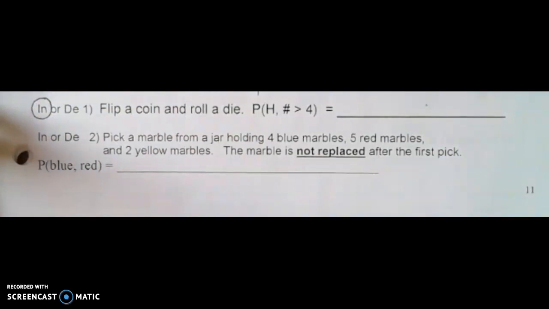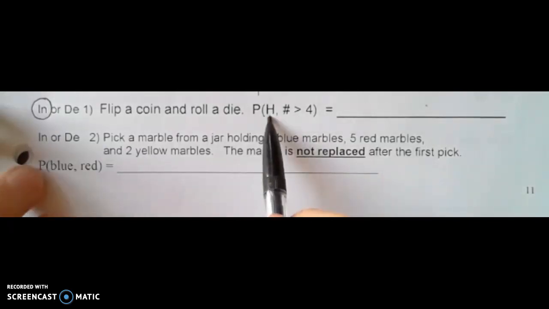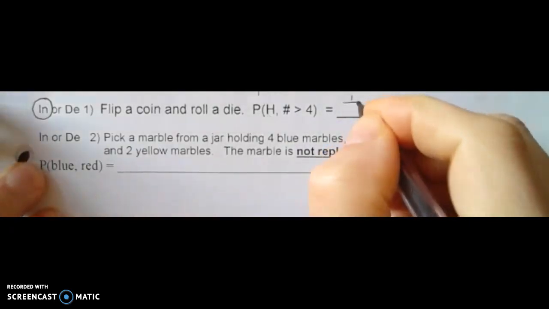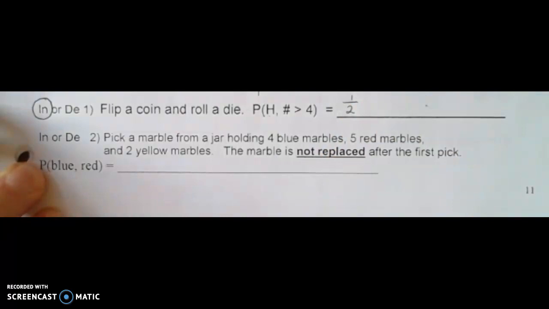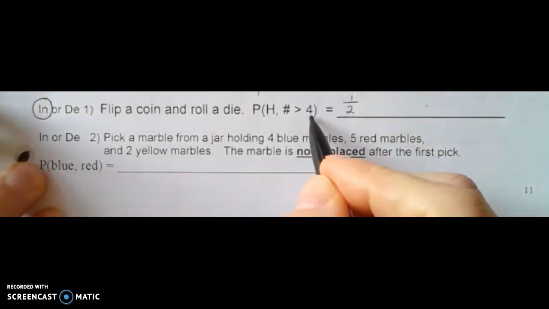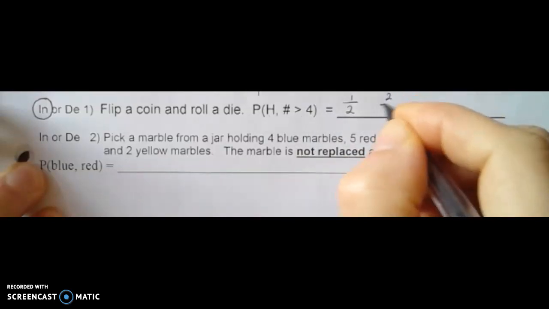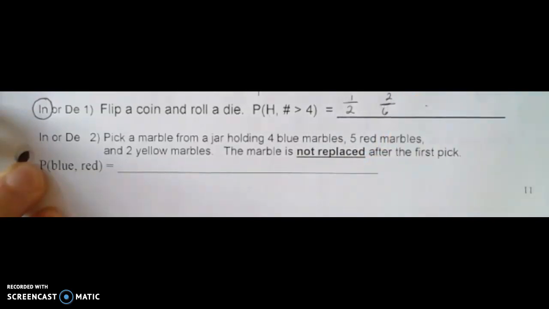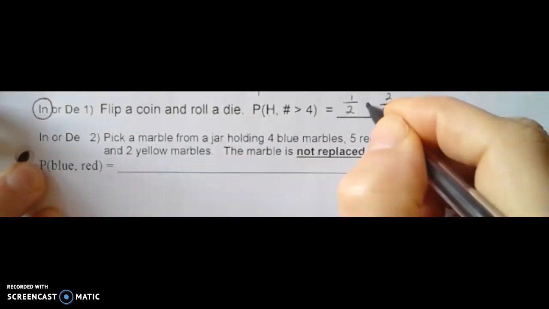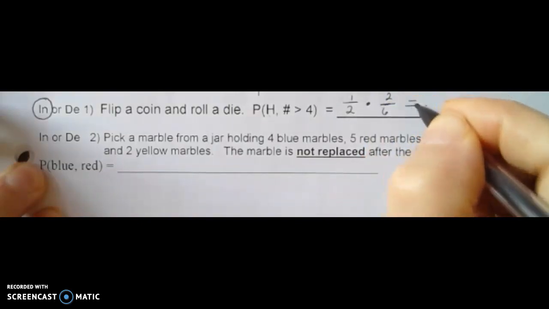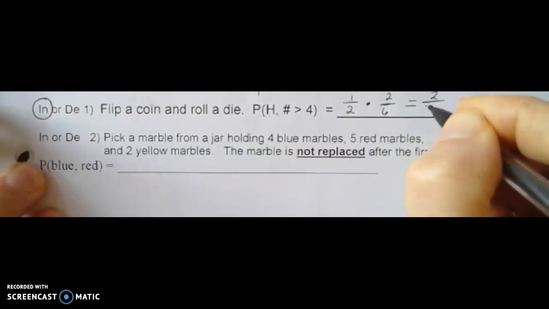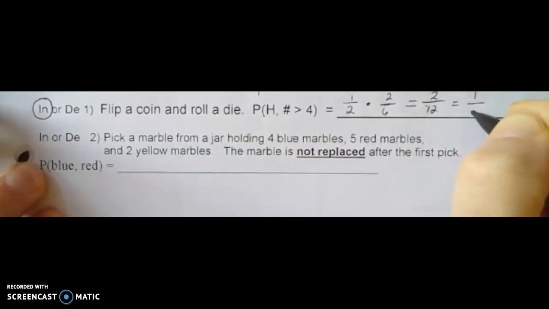So let's figure out the probability of getting heads on the coin and a number bigger than 4 on the die. To get heads on the coin, that's a 1/2, 1 out of 2 probability. To get a number greater than 4 on the die, that's the numbers 5 and 6. So that's a 2 out of 6 probability. And now to get the compound probability, we're going to multiply these together. A half times 2/6 is 2/12, which will simplify down to 1/6.